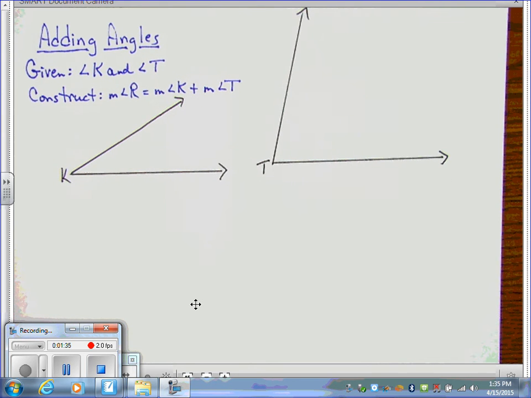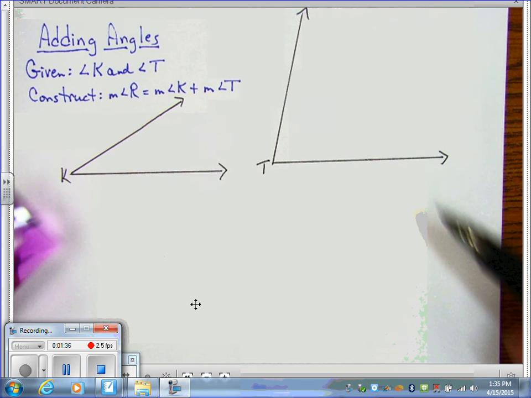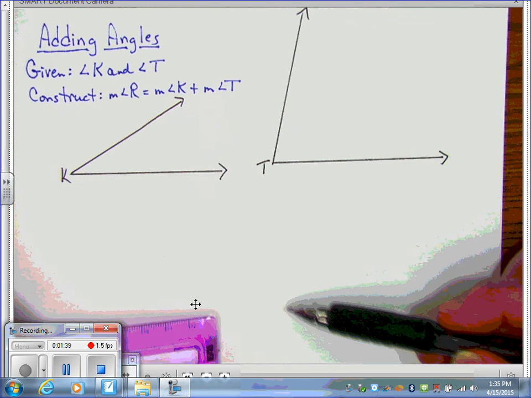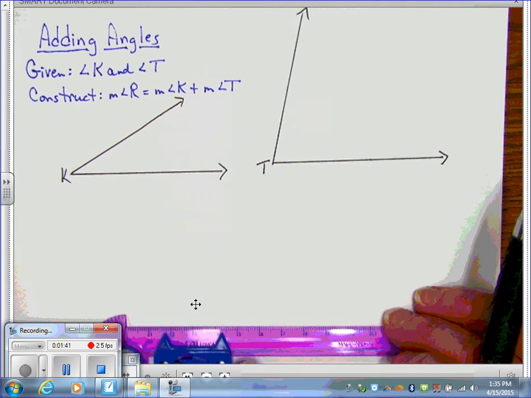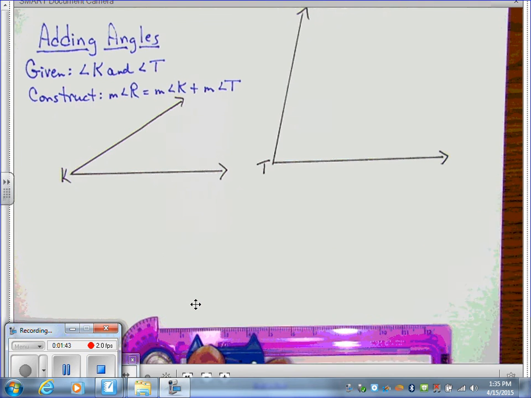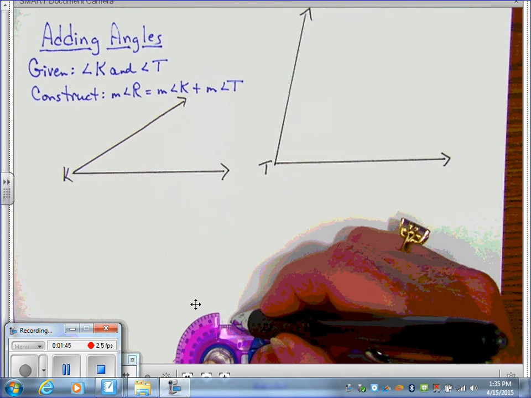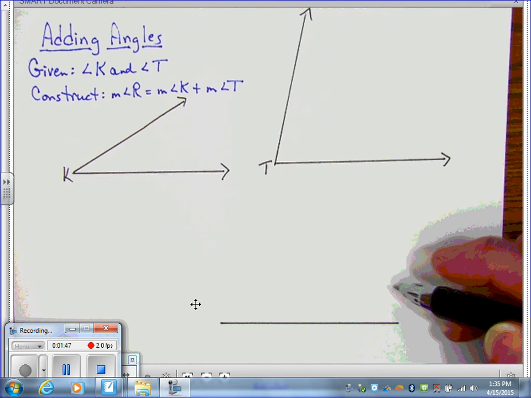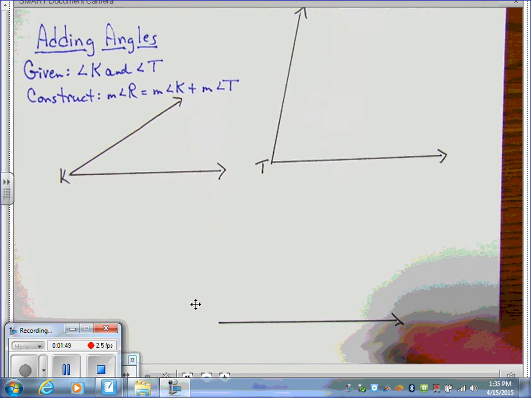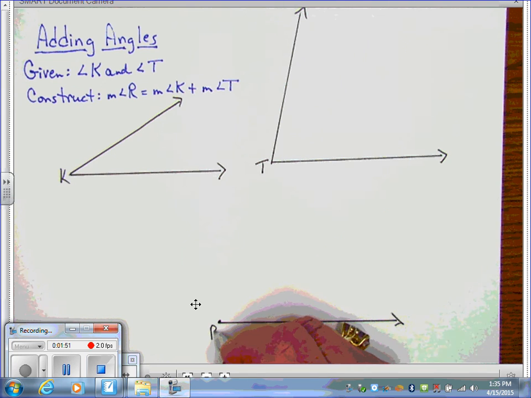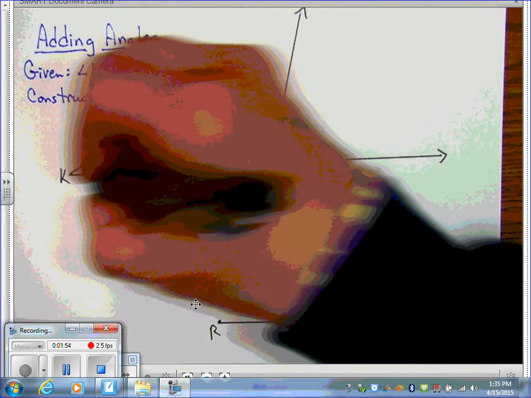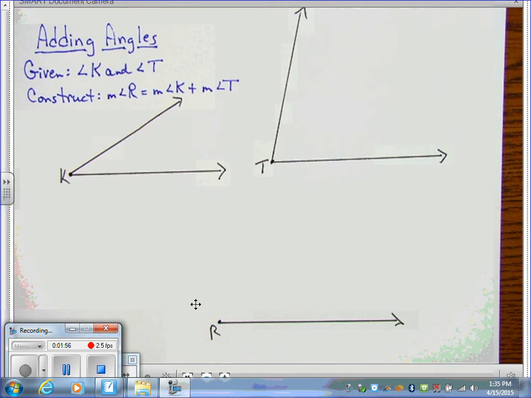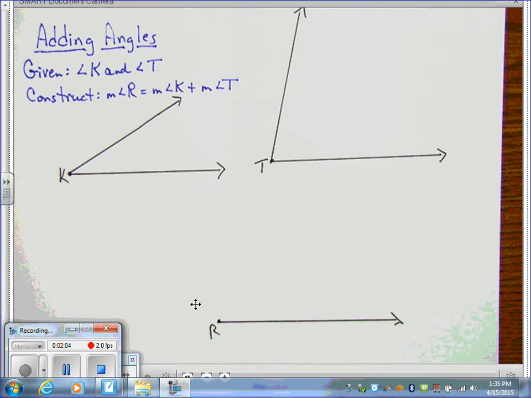And so if we're going to construct the angle R, we need a working ray. So move down, give yourself some room here. Move down and let's draw our ray with endpoint R. And I'm going to accentuate those points so they're easier to find in the compass. All right, so now we have our working ray. And here's what we need to do.